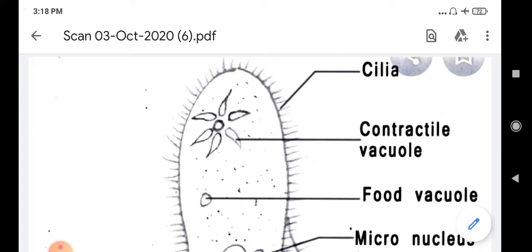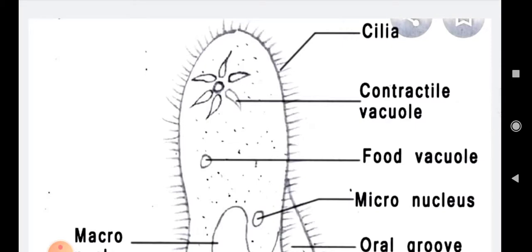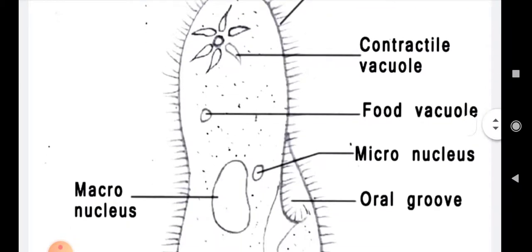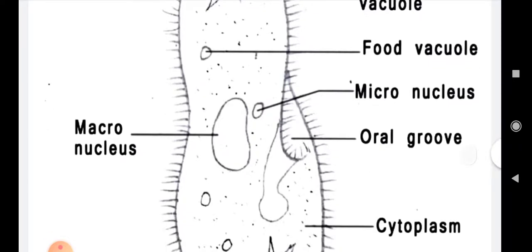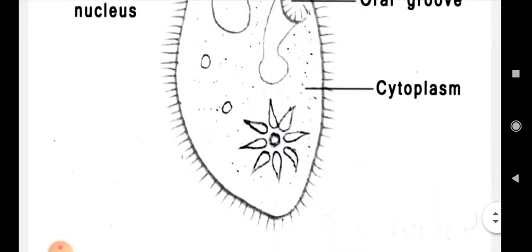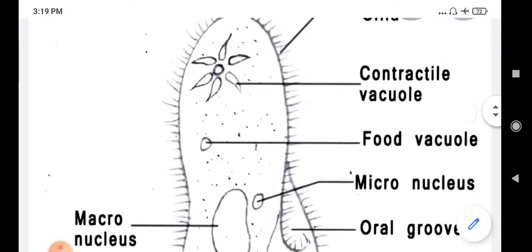We know that amoeba has finger-like extensions called pseudopodia that help it move from one place to another. Here, the body of the paramecium is covered with cilia, hair-like structures that help it move from one place to another. You can see the contractile vacuole is present, and the food vacuole is also present. In the paramecium, two types of nucleus are there: one is the micronucleus, the small nucleus, and the other is the macronucleus. You can also observe the oral groove and the cytoplasm. So this is the structure of the paramecium.